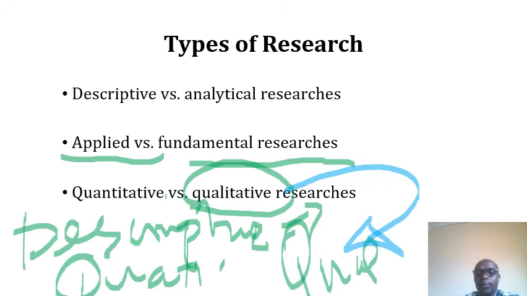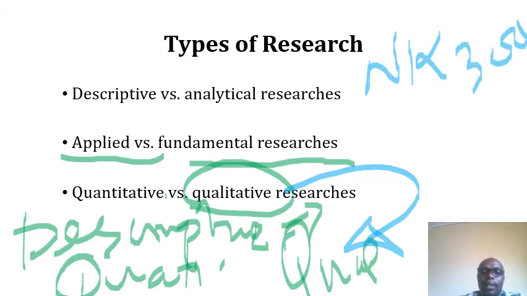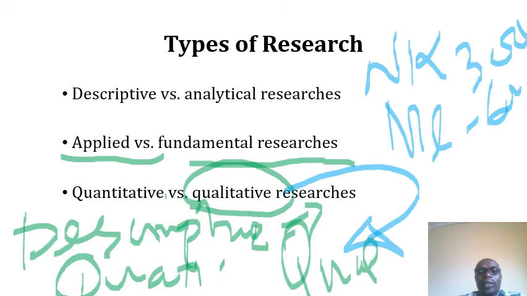So for example, you want to know how many students are there in TVET institutions. So you come up with Kabune has got 3,000 students. Meru Polytechnic has got 6,000 students. Now when you want to explain why Kabune has got 3,000 and Meru Polytechnic has got 6,000, it becomes qualitative because you are giving explanation of existing phenomena.